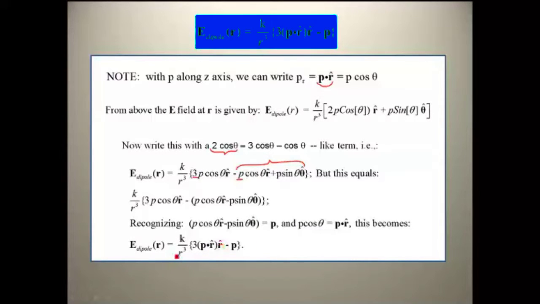One thing I want to emphasize, now we have a quantity that depends on 1 over r cubed. So the magnitude of the electric field falls off very fast with r.